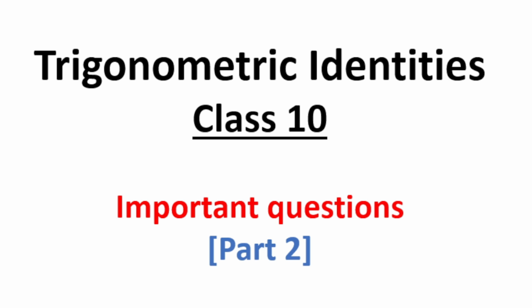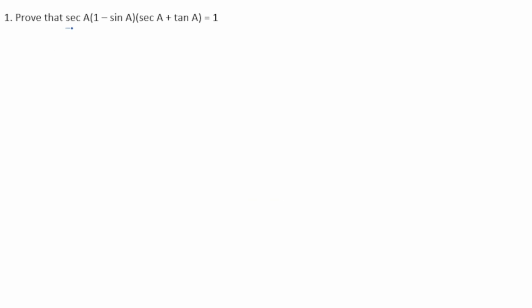Hello students, in this video we will solve important questions from the chapter Trigonometric Identities. First one, we have to prove that secant A into (1 minus sin A) into (secant A plus tan A) is equal to 1. What do we know about secant A? Secant A is inverse of cos A. And what do we know about tan A? Tan A is equal to sin A divided by cos A.